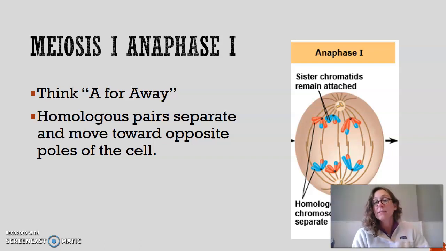Basically, our homologous chromosomes here are separated from one another. You can see that our sister chromatids remain attached to each other. The sister chromatids, the identical copies of one chromosome, are still attached, but we actually separated our homologous chromosomes, okay? So your key here is that in anaphase one of meiosis one, your homologous pairs are separating here.